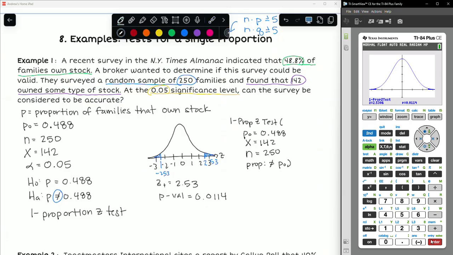We know to make our decision, I'm then going to compare that p-value to my level of significance alpha. 0.0114 is less than 0.05, so we will reject our null hypothesis. Since we are rejecting the null, which was the claim that 48.8% own stock, we do have evidence to support that the survey is not accurate.